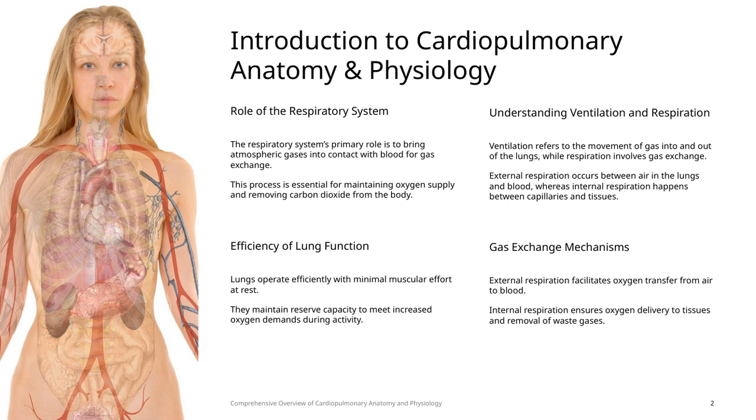At rest, they operate with minimal muscular effort, yet they have reserve capacity. This means they can adapt to increased oxygen needs during physical activity. The gas exchange mechanisms are crucial. External respiration ensures oxygen moves from the air into the blood, and internal respiration guarantees that oxygen reaches tissues while waste gases are removed. Together, these processes form the foundation of how our cardiopulmonary system sustains life and supports activity.